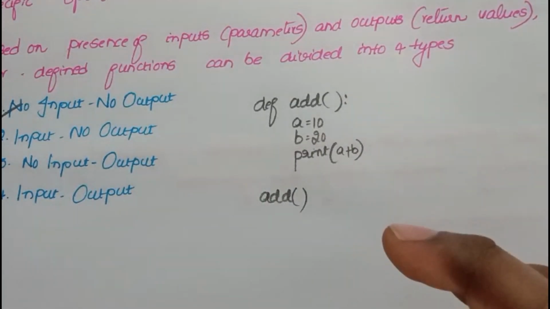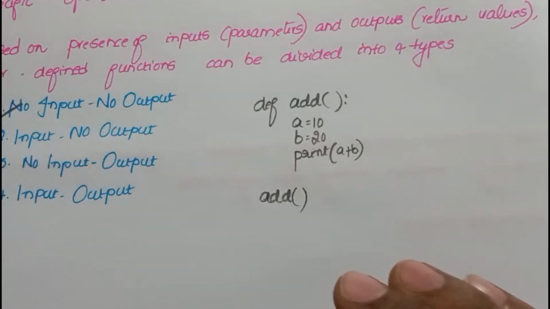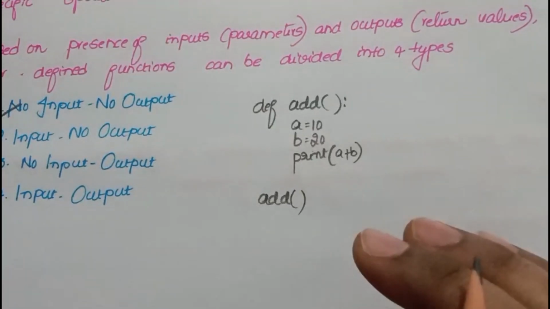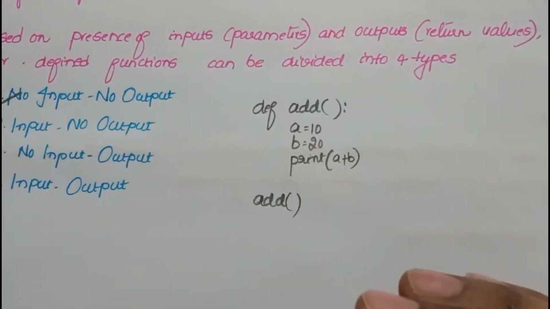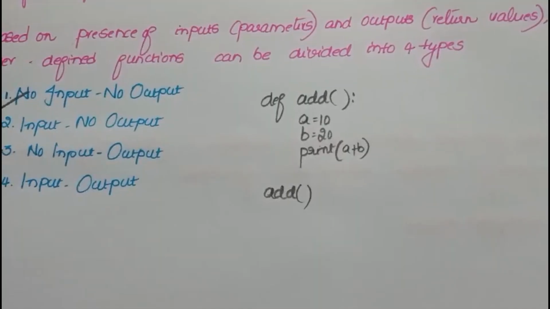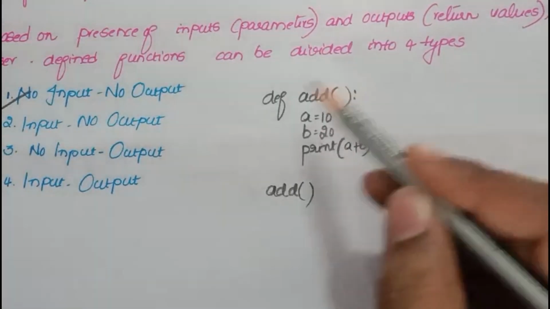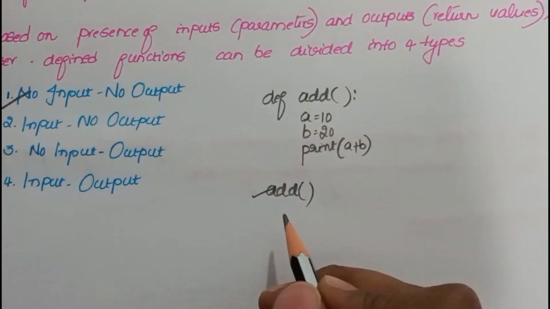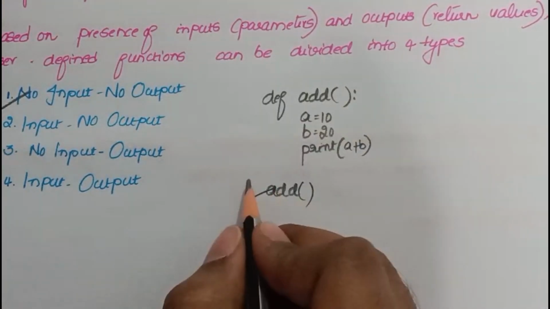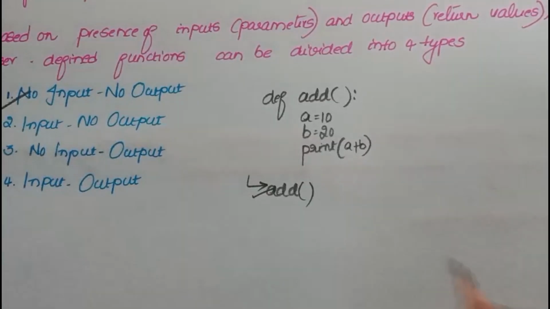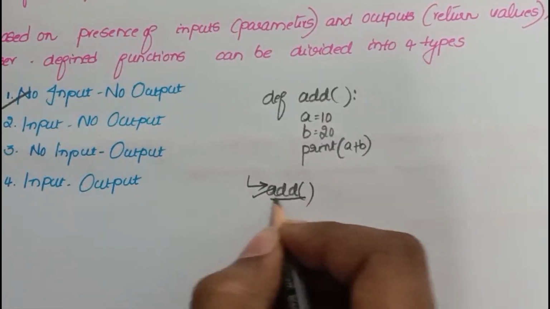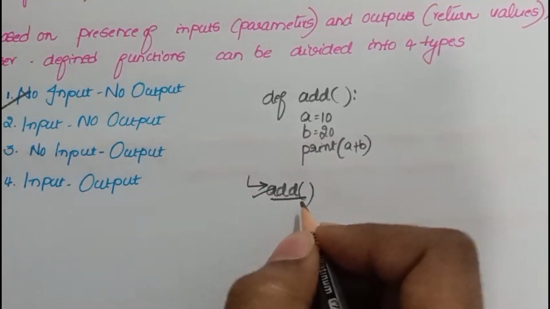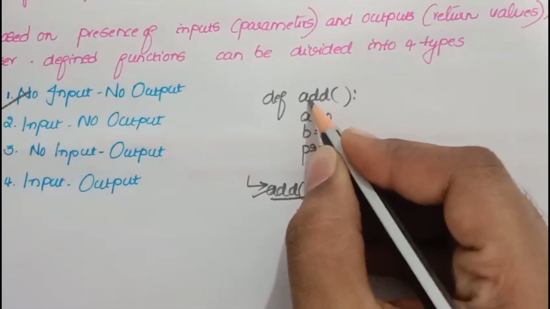As I said in the previous video, there is no main function in Python. Any statement which is not part of any block or function will be treated as the body of the main function. In this small code, this statement falls under the body of the main function. So program execution starts from here. What is the first line of the main function? add. We are calling a function called add. So control goes to the add function.